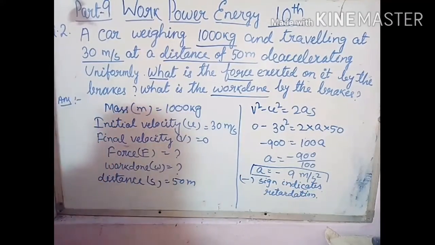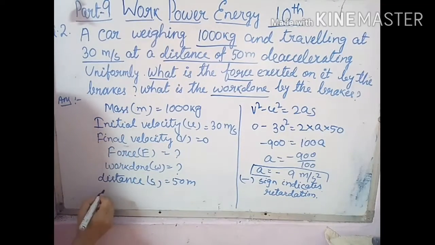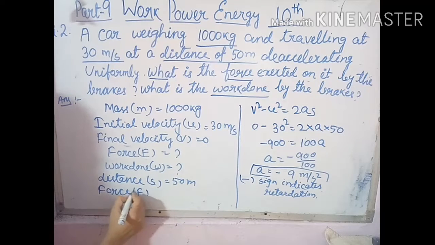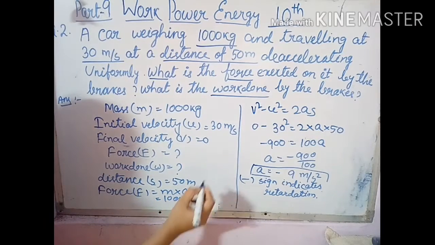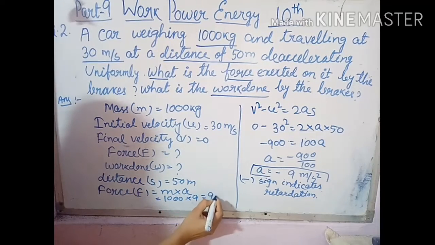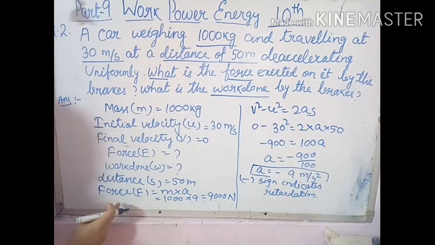Now putting this A here, first of all you have to calculate force. Force F equal to M into A. Here M is given as 1000, into A which is 9. So your answer is 9000 Newton. That is your answer for the force, and Newton is the unit of force. Now let's calculate the work done W.